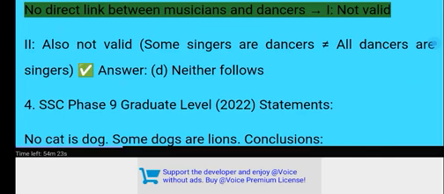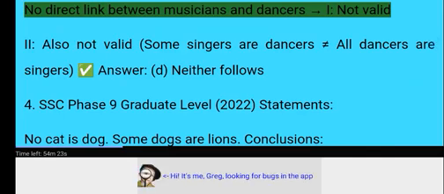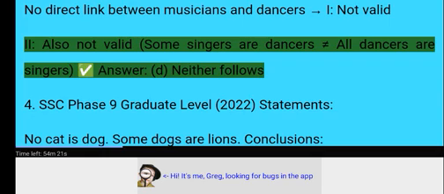Solution. There is no direct link between musicians and dancers, so conclusion 1 is not valid. Conclusion 2 is also not valid: some singers are dancers does not equal all dancers are singers. Checkmark answer: D, neither follows.